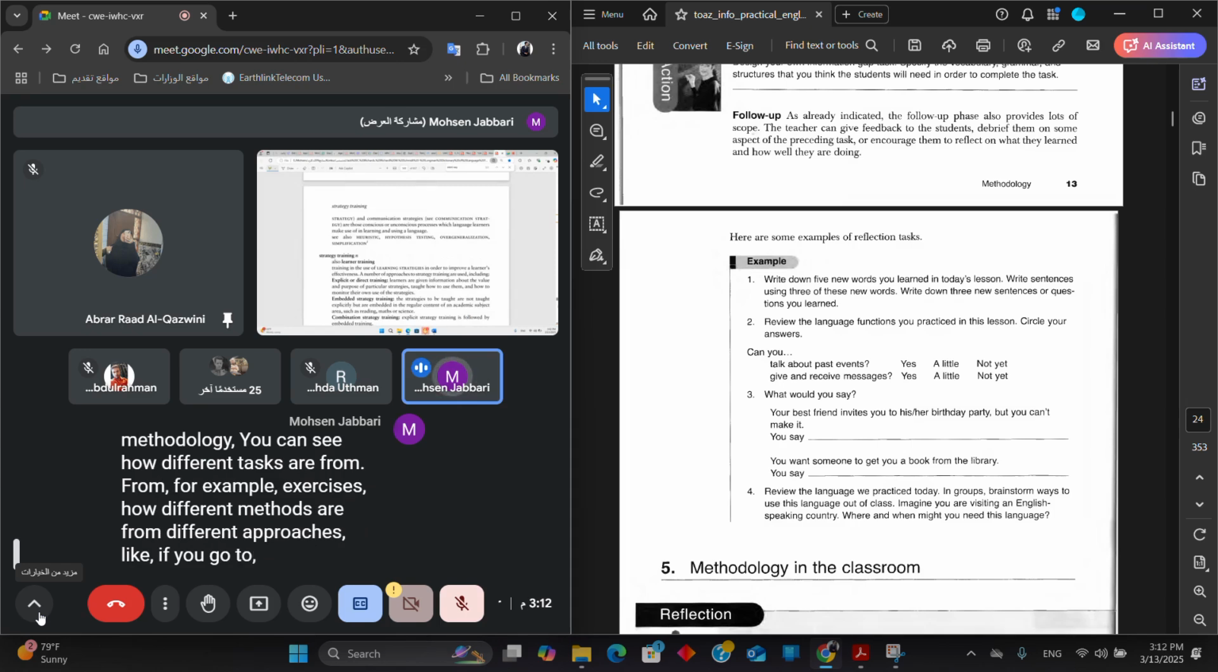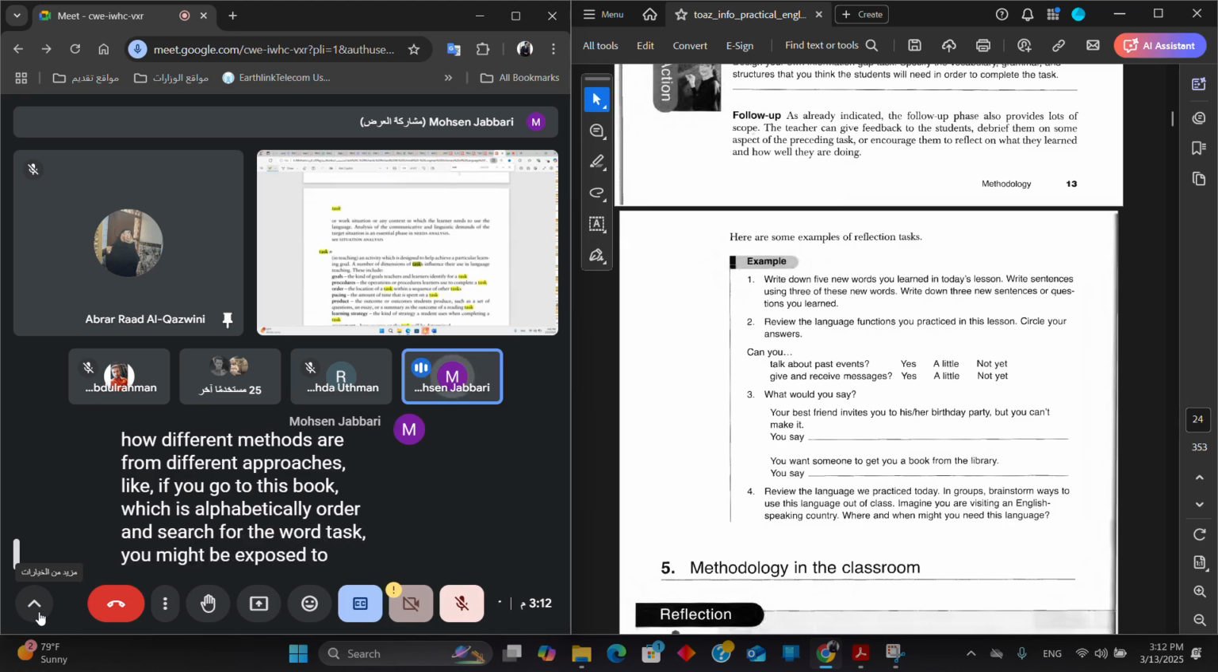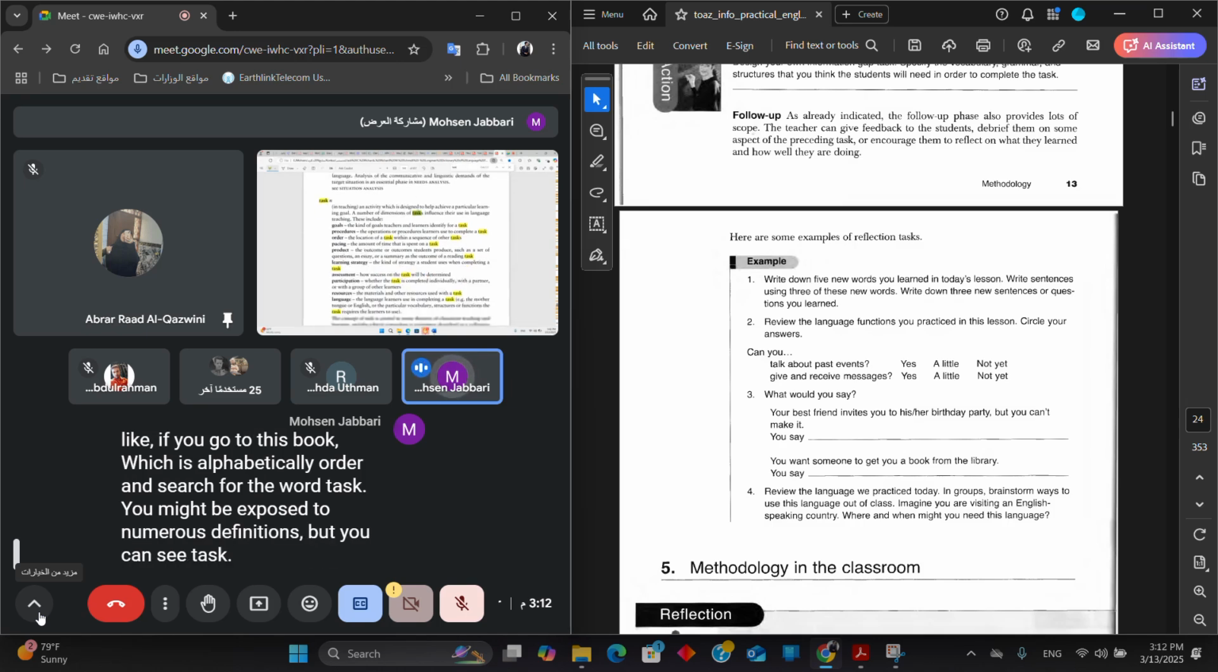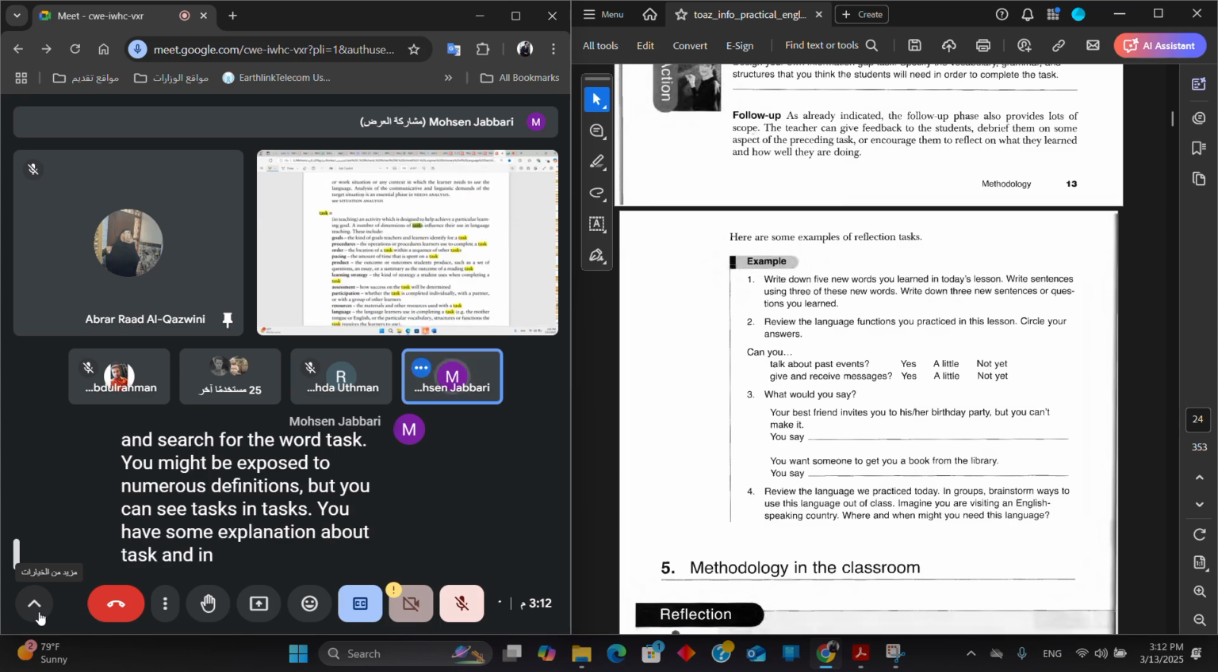If you go to this book, which is in alphabetical order, and search for the word task, you might be exposed to numerous definitions, but you can see task in task. You have some explanation about task. In teaching, it is an activity which is designed to help achieve a particular learning goal. Whatever helps you achieve a particular learning goal is going to be a task.